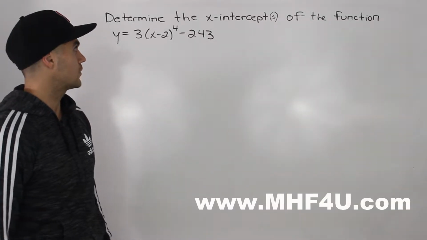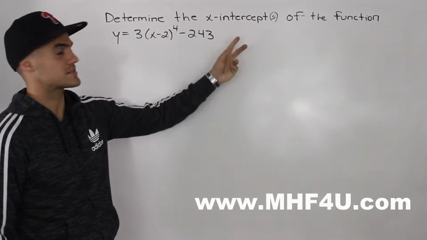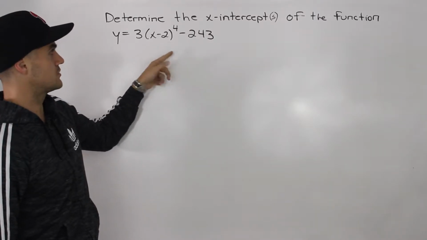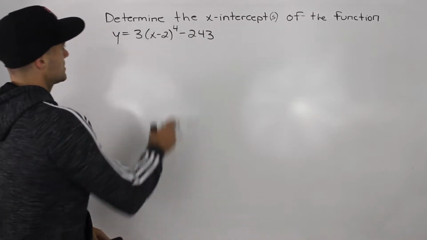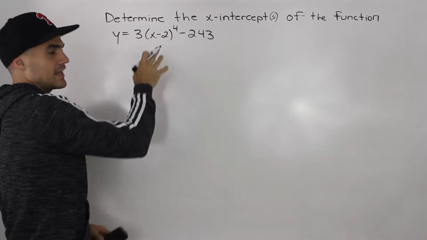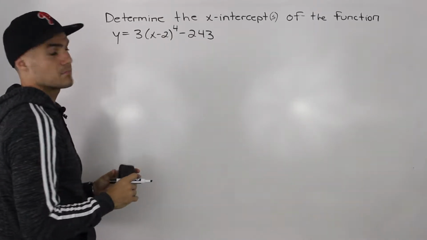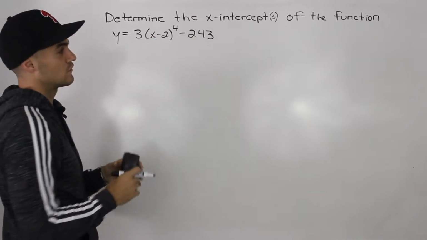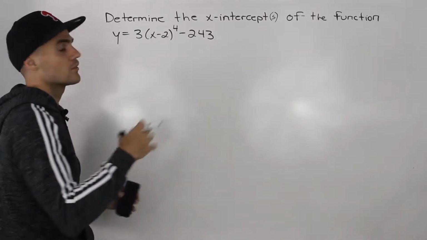Moving on to another question dealing with polynomial functions. We have to determine the x-intercept or x-intercepts of the function y equals 3(x - 2)^4 - 243. Notice how this is a quartic function, but it's in a sort of vertex form. And that's nice because it's much easier to find the x-intercepts of a quartic function when it's in this form versus when it's fully expanded and we have to go through the factor theorem, do all the long division, etc.